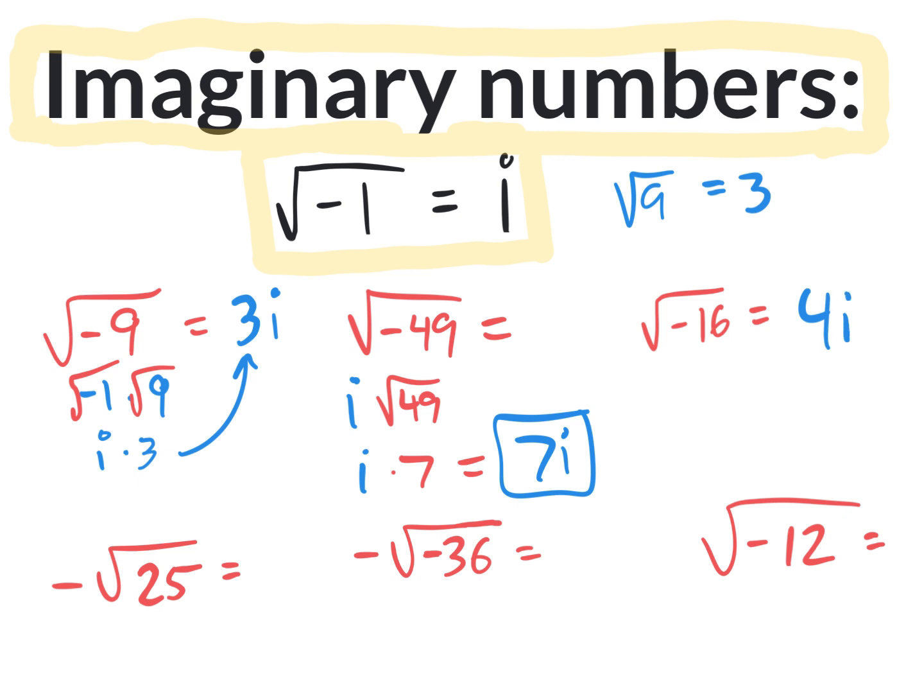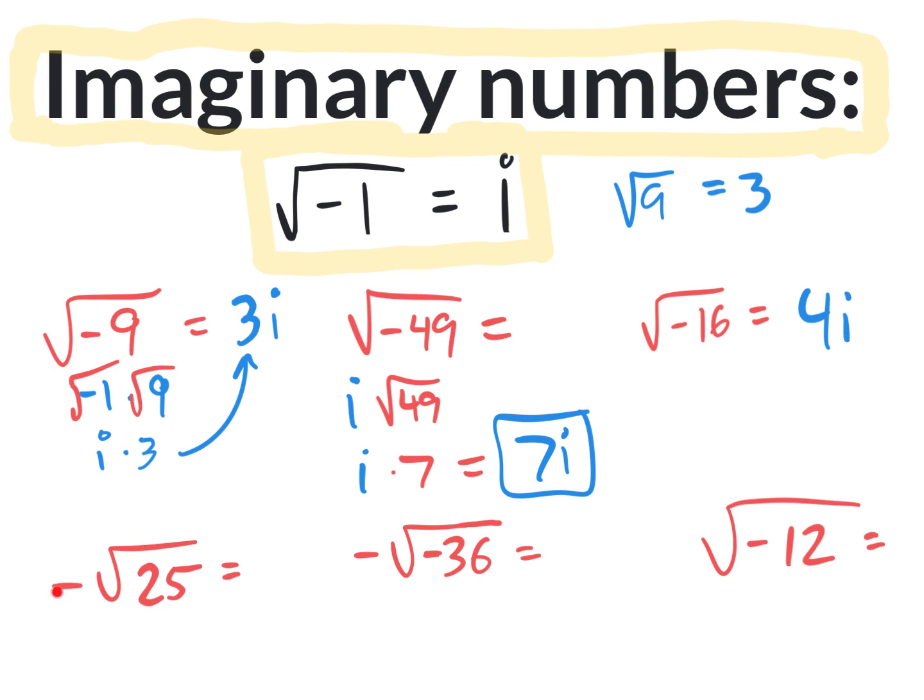Now, a lot of students get confused with this one. They think it's 5i, but no, that's not 5i. What's the answer to this guy? Think about this. There's a negative out here in the front. It's not the square root of a negative. What is the square root of 25? What's the square root of 25? It's 5.